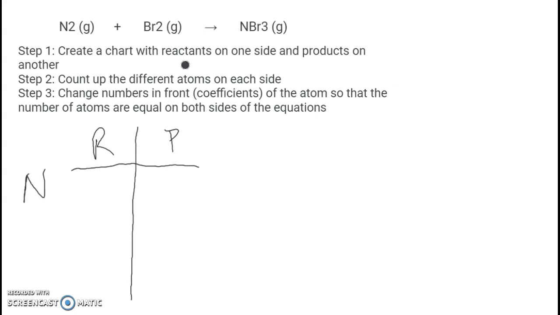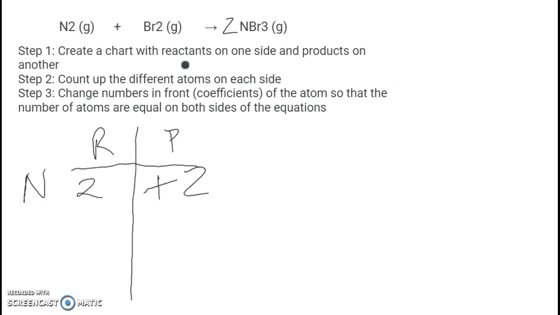Nitrogen, I have 2 nitrogen on this side and I have 1 nitrogen on this side. You can see there's no subscript, so I have 1 nitrogen on this side. So let's start with nitrogen. I have 2 here, so I'm going to throw a coefficient of 2 here. Awesome, now my nitrogen is balanced.